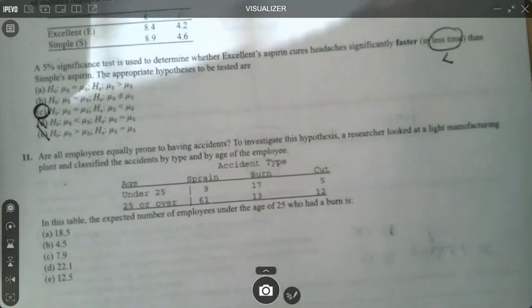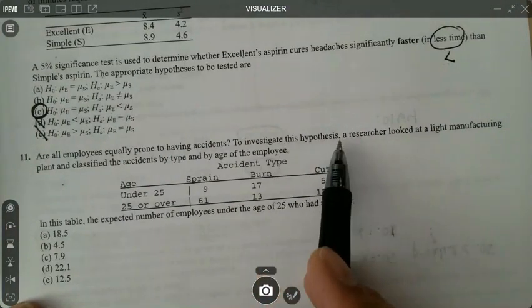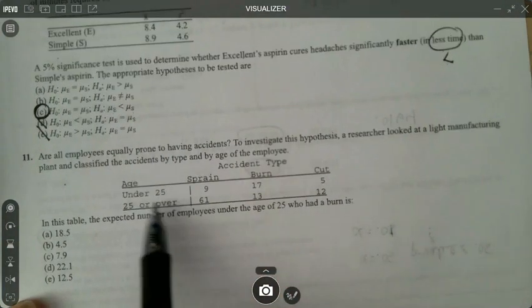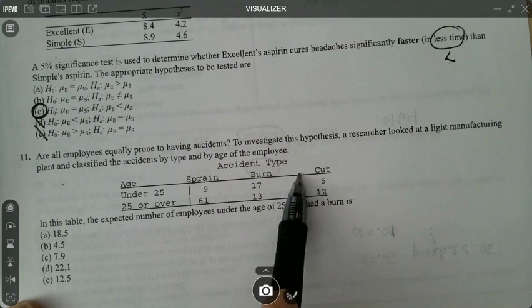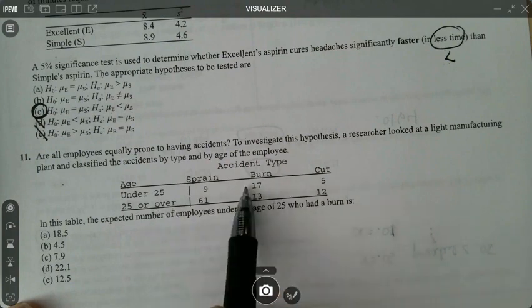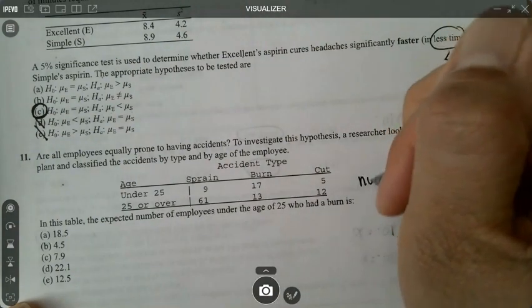Okay. Question number 11. It's asking if employees are equally prone to having accidents. We're investigating the hypotheses. So they give us data. So this is where we're comparing two categorical data. So this is going to be chi-square test of association, notes 9-8.